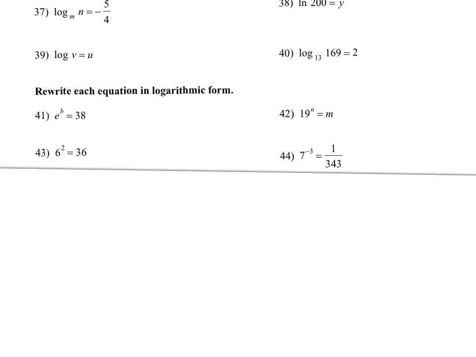All right, next up here, switch this to log form. On this one, we're going to switch it to a log of base 19. The base of the exponent becomes the base of the log, and then the new partner here will be m, so n is all by itself. And then this one, same idea. The base of our exponent is 7, so that'll be the base of our log. The new partner is 1/343, and then that's going to be equal to -3.